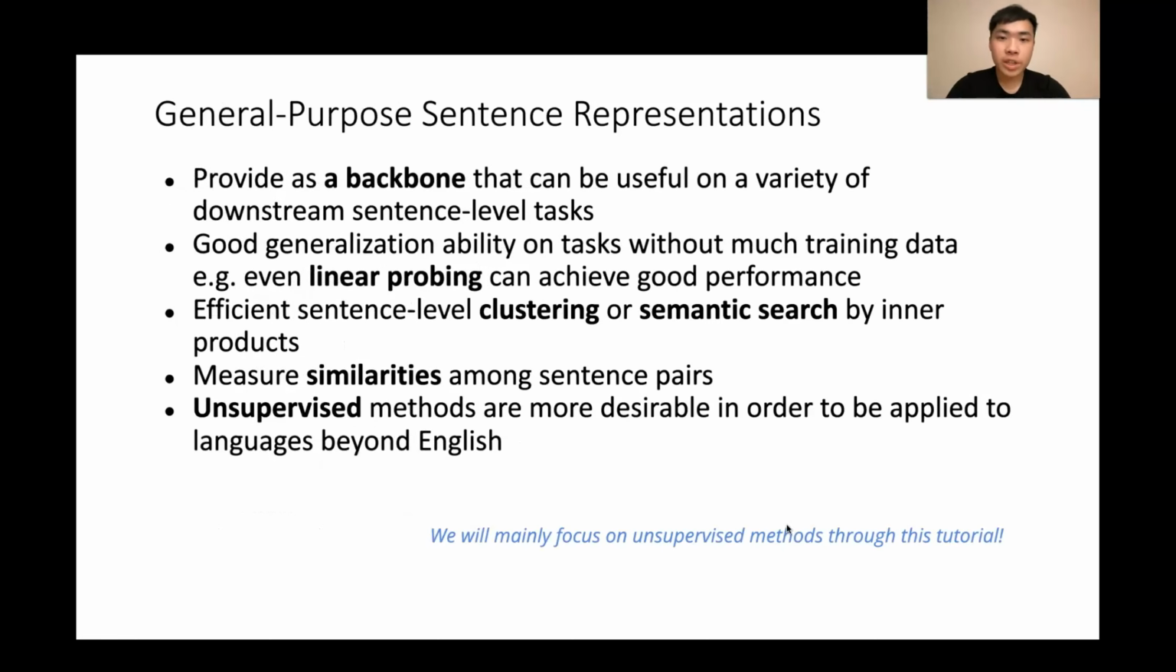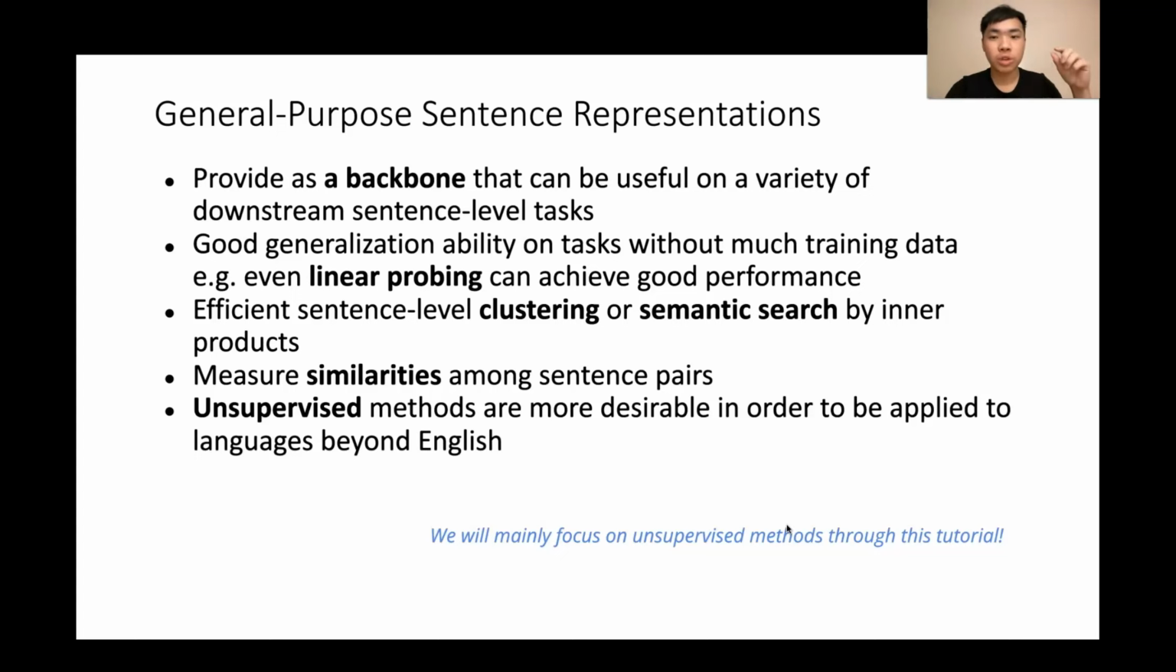So for the sentence-level representation, why do we need this kind of model? It's because we want to use this kind of sentence encoder as a backbone that can be used for a lot of different downstream NLP tasks. And the benefit of using this kind of sentence encoder is that we can fix it and only use it as a feature extractor. So we don't need to fine-tune this model for any downstream tasks.